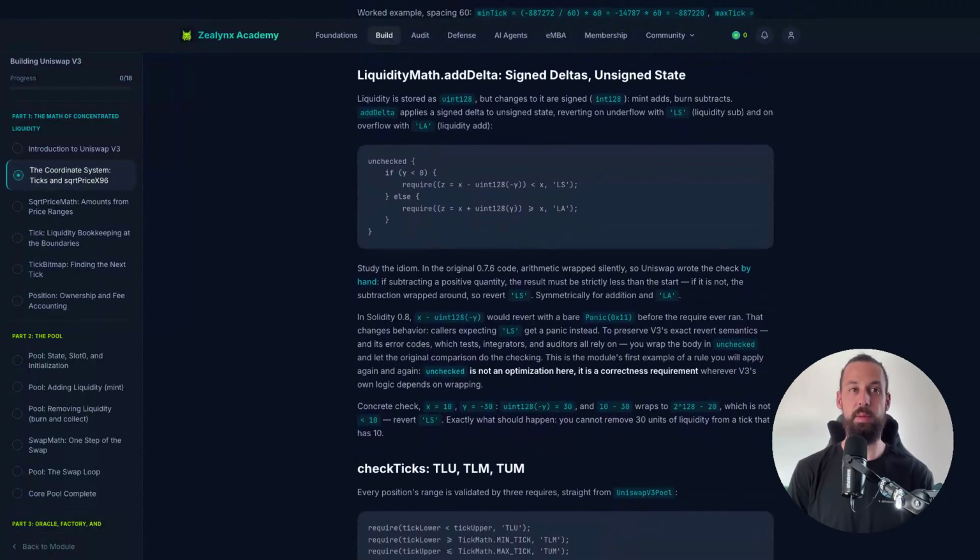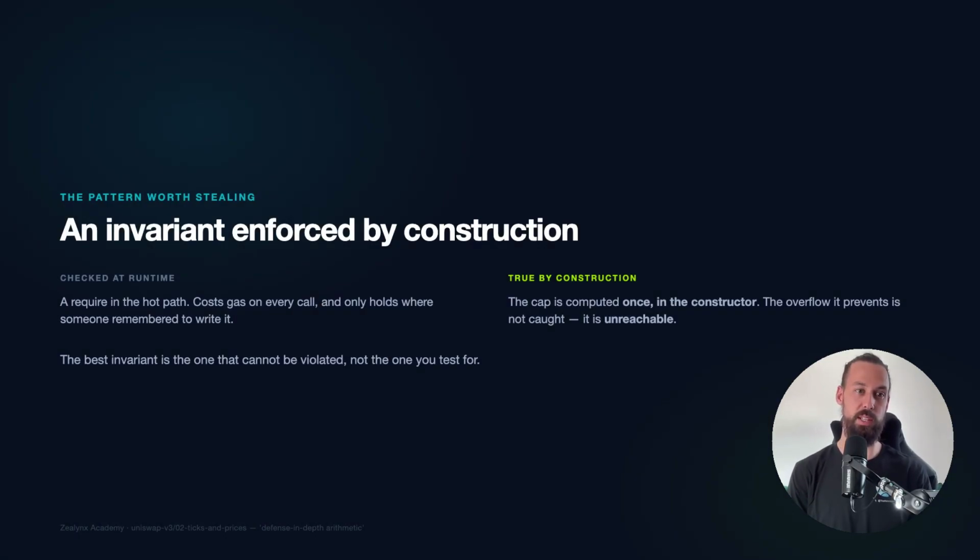Enormous. The cap isn't in there to constrain liquidity providers. It's there so overflow is impossible by construction, instead of being checked in the hot path. That's a pattern worth stealing, by the way. The best invariant is the one that can't be violated, not the one you test for.